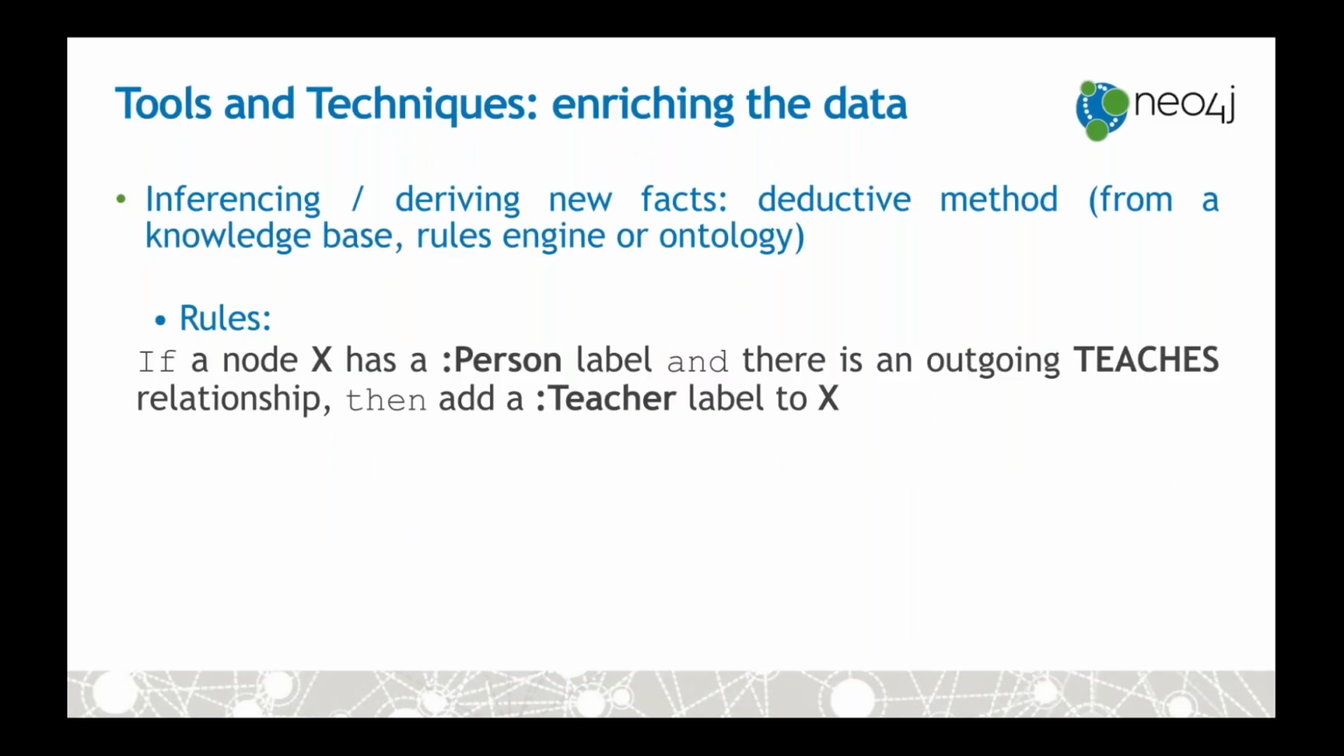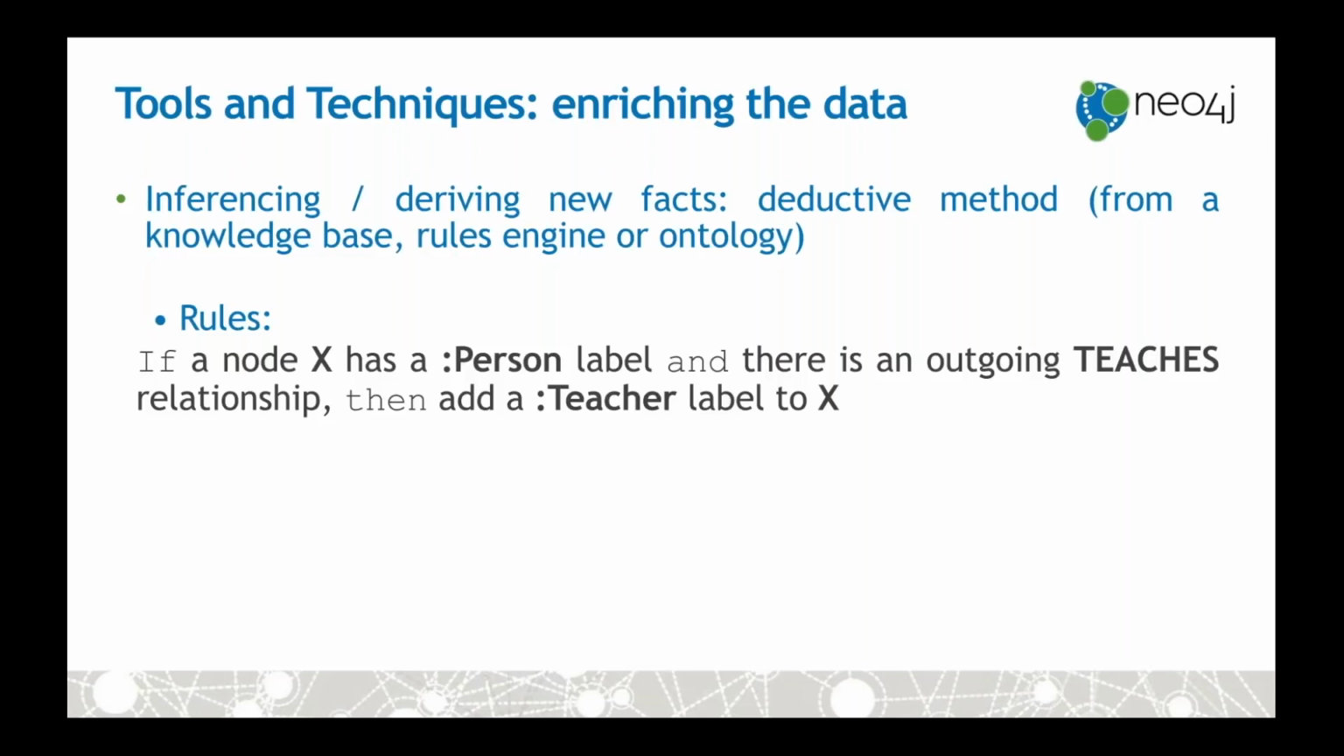The second way, so moving away from machine learning, is the deductive method. So this is from, say, a knowledge base, a rules engine, or an ontology. And I'm just giving you an example there of how, having a graph, you can add more information to it to make it even richer. For example, if a node X has a person label, and it happens to have an outgoing teacher's relationship, then let's make X even more meaningful by adding a teacher label to X. So that X will now have a person and a teacher label. If you recall at the beginning, I was saying that nodes can have more than one label, and this is certainly showing how that can work.